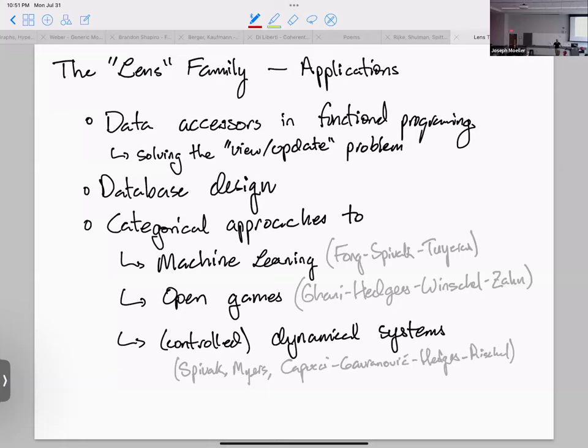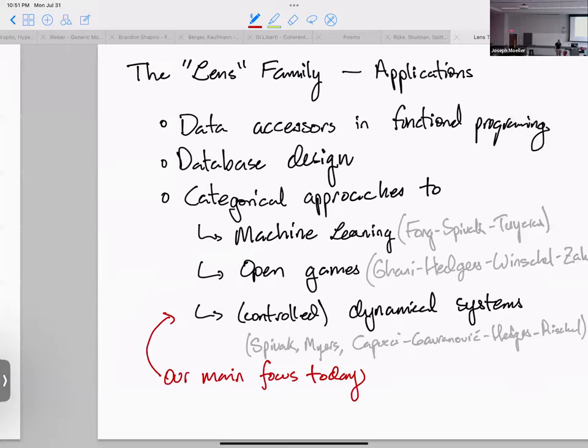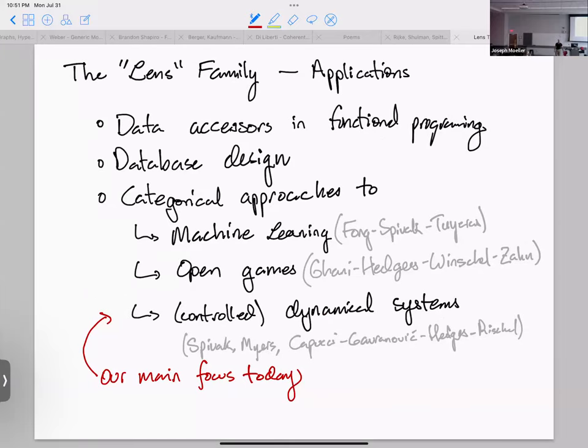The lawless lenses, the second wave of lens theory, are showing up in categorical approaches to a variety of topics, namely machine learning, in this paper by Fong, Spivak, and Tuyéras, open games in the work of Ghani, Hedges et al., and controlled dynamical systems. And so our focus today will be on their use for dynamical systems.